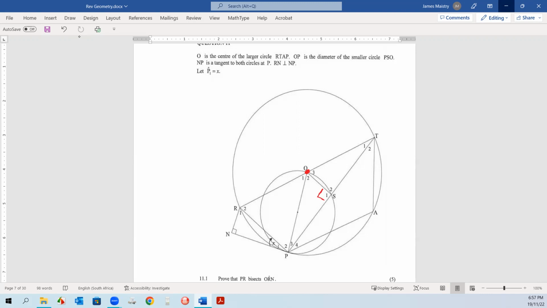NP is a tangent to both the circles. So we have a lovely tangent there. Then RN is perpendicular to, on a line of word, tangent, perpendicular, diameter, and O is the center. Okay, question 1. Prove that PR bisects ORN.